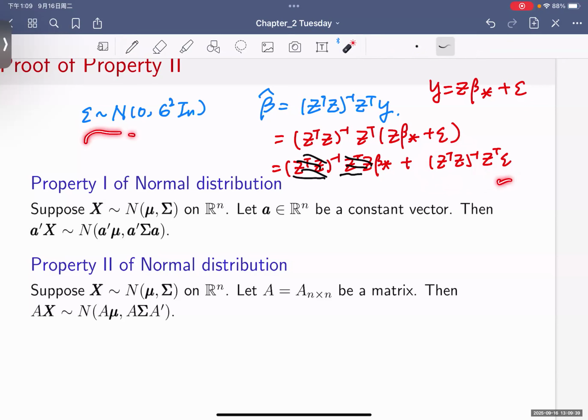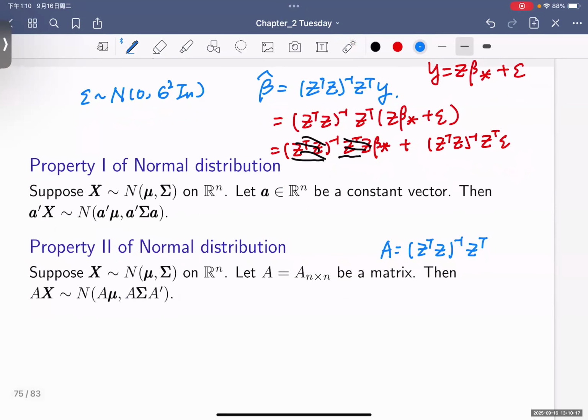Well, epsilon is a normal distribution, and this is a linear transformation over epsilon. A linear transformation stands for any linear calculation; all the things in linear algebra are linear transformations. It's just a matrix times epsilon. So at this moment, we treat our A equal to Z transpose Z inverse Z transpose. So this is our A, and epsilon with the mu, then we just utilize this statement.